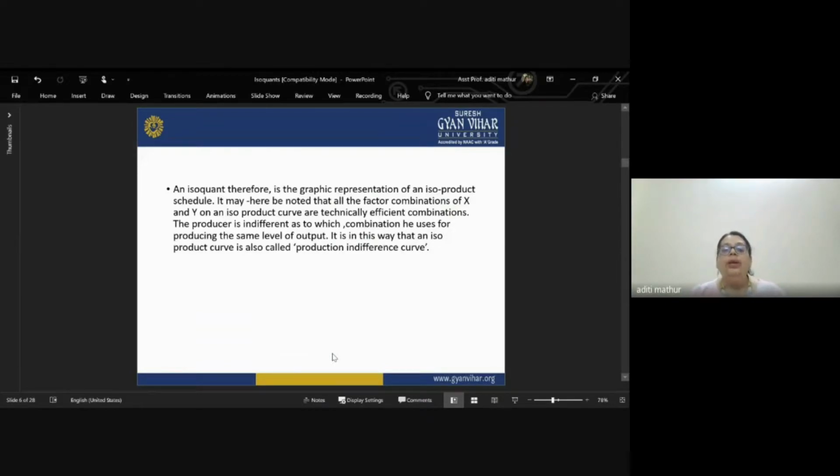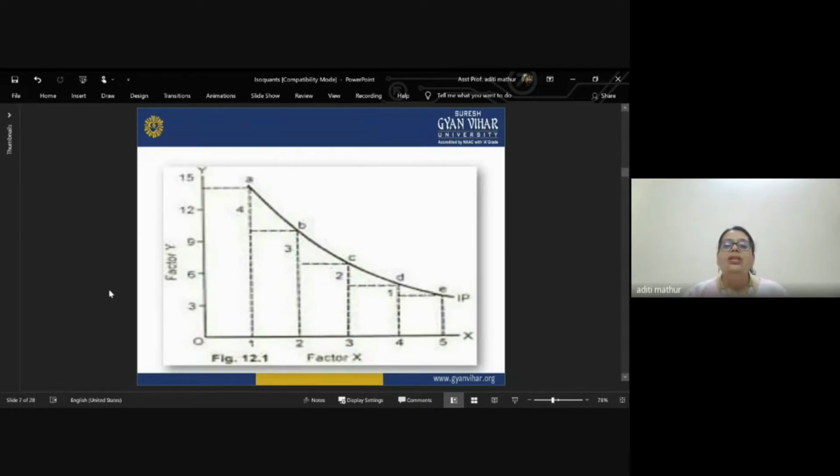Because over here, the producer is in an indifferent position. All the combinations are giving him the same output. So that is why it is also known as the production indifference curve. So this is how our production indifference curve or isoquant curves look like. On the x-axis, we have one of the factors of production, whereas on the y-axis we depict the other factor. So in our previous example, we took factors X and Y, and the same are represented on the x-axis and y-axis respectively.